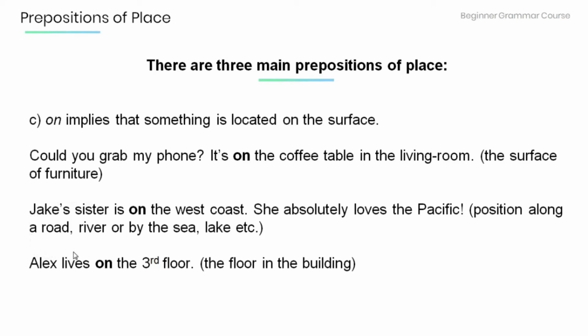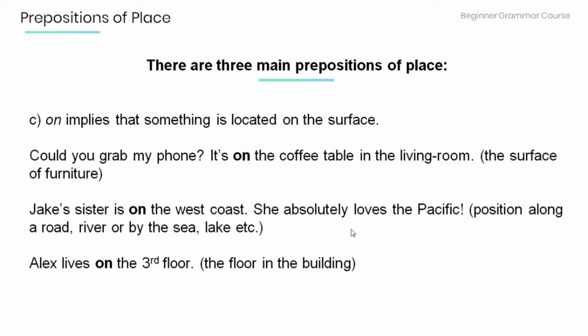And in the sentence, Jake's sister is on the West Coast. She absolutely loves the Pacific. In the sentence, the preposition of place on implies that Jake's sister is located along a road, river, or by the sea, lake, etc.